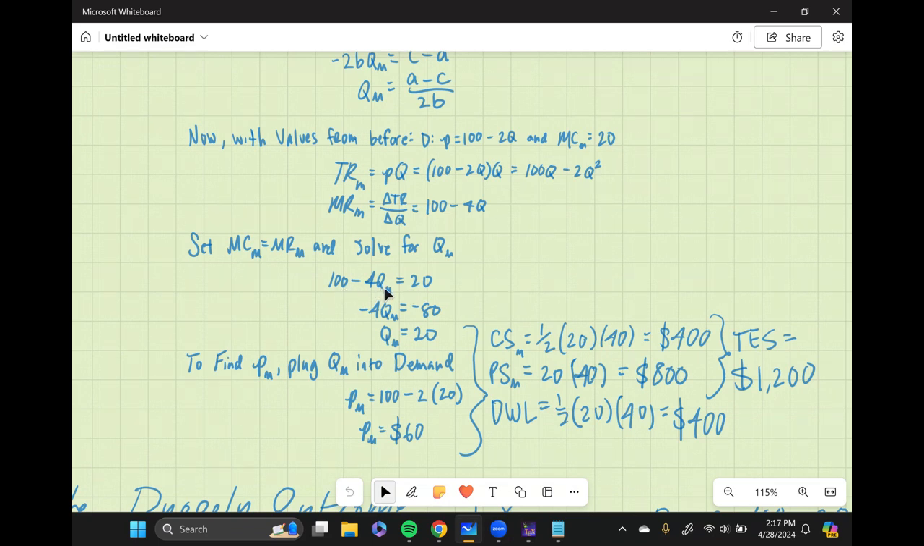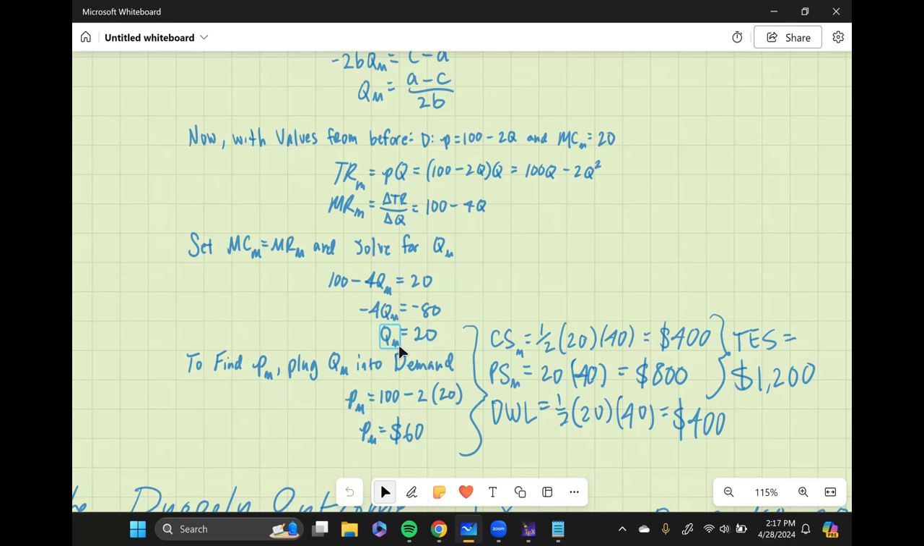So 100 minus 4Q. And we go ahead and put the subscript M here because we know when we solve this, it's going to give us the profit maximizing quantity for the monopolist. So 100 minus 4Q_M equal to 20. We do the math here and we get Q_M is equal to 20. That means that the profit maximizing quantity for the monopolist is going to be 20 units. You might remember that in the competitive market outcome, that value was 40 units. So we can already see that the monopolist considerably reduces the amount of the product that gets produced in this particular market.